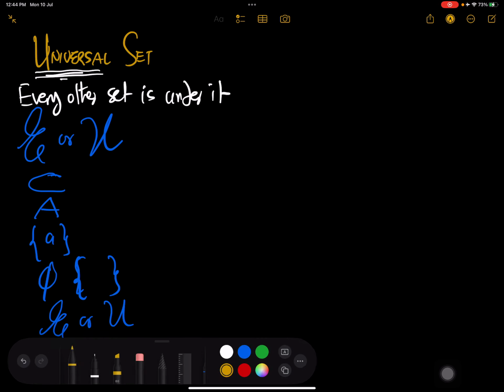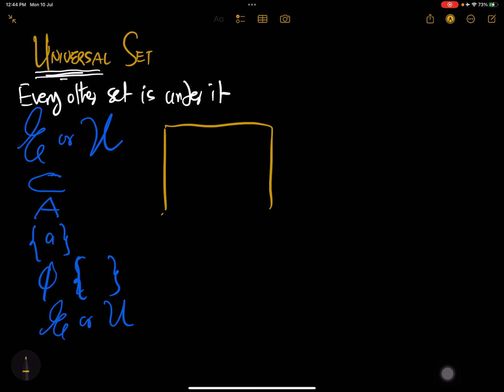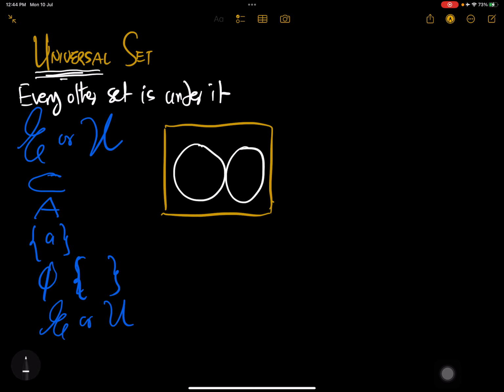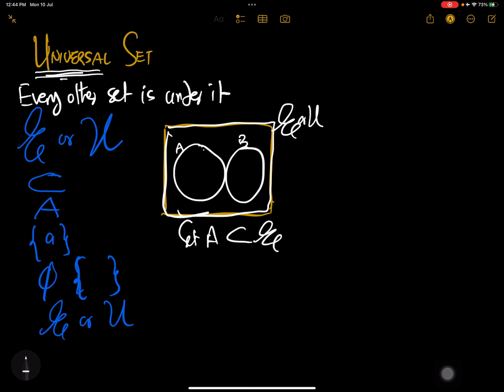So usually we can have a Venn diagram like this. You have two sets in here, and if this is set A and this is set B, this is the universal set. The square or the triangle you're seeing here is our universal set, and you can see that set A is a subset of the universal set, and set B is also a subset of the universal set. You can witness that.